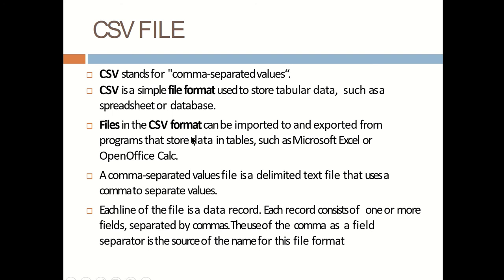Files in CSV format can be imported to and exported from programs that store data in tables, such as Microsoft Excel or OpenOffice, whatever may be the format. So if it is in a table form, this CSV file format is very useful. A comma separated values file is a delimited text file that uses a comma to separate the values.